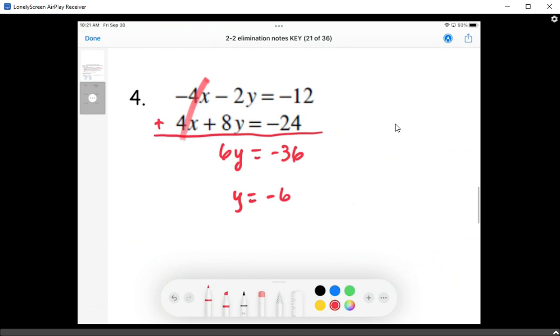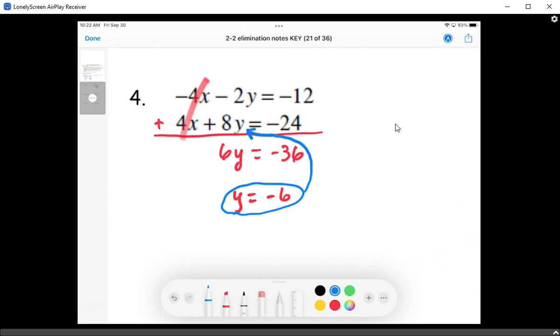Remember that this part right here is not your final answer. That's only half of your final answer. You have to take this and put it back into one of your originals. I'm going to again use that bottom equation. It doesn't matter really which one you use.